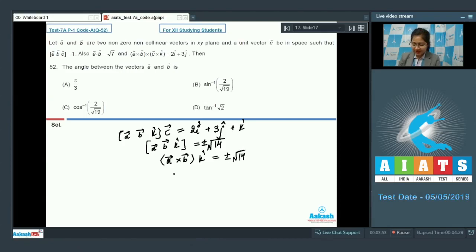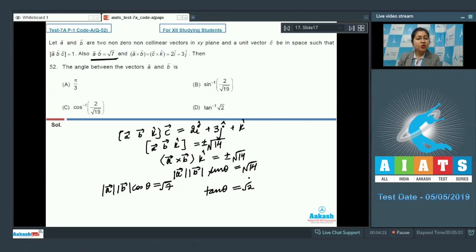Taking modulus on both sides, we will get modulus of A vector multiplied with modulus of B vector into sine theta equal to root 14. Also, it is given that A vector dot B vector is root 7, so we can say that modulus A multiplied with modulus B into cos theta is equal to root 7. So, dividing these two equations, we will get tan theta equal to root 2, which means that theta is equal to tan inverse root 2. Hence, from the given options, option number D is the correct answer.